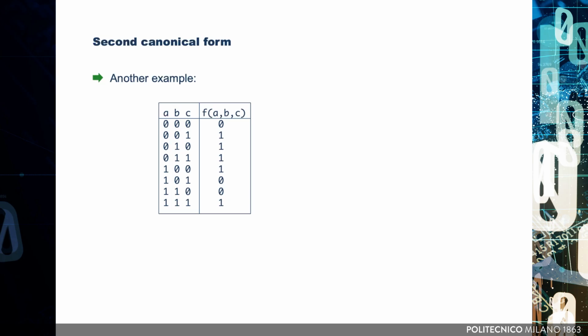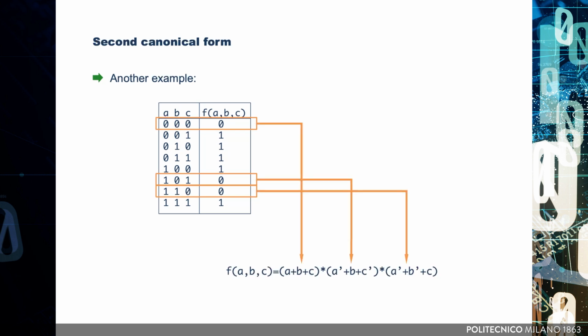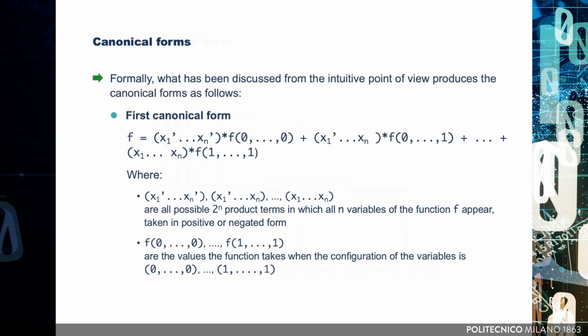Without decomposing the truth table into multiple subtables, we identify all the entries where the function takes the value 0. For each of these, we determine the corresponding max term, and we express the final result as the product of these max terms. We have introduced the canonical forms in an intuitive way. Let us now proceed to their formal definition.